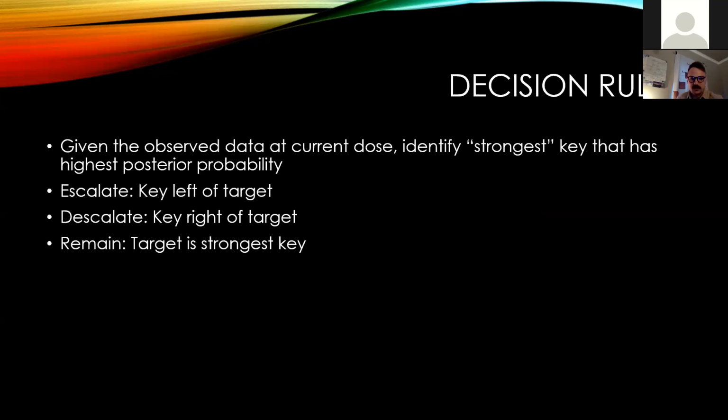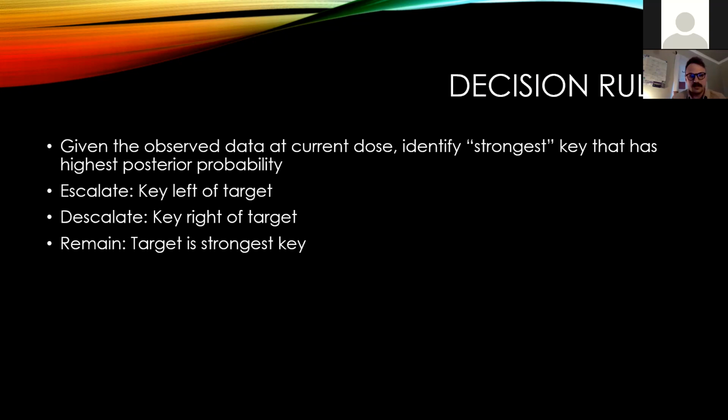Very similar to the MTPI, the decision rules are based off of where we are on this distribution. So given the observed data at the current dose, we're going to identify what the strongest key is that has the highest posterior probability. And if that key is left of our target, we're going to escalate. If our key is right of our target MTD, that range, we're going to de-escalate. And if the target key is the strongest key, we're going to remain.